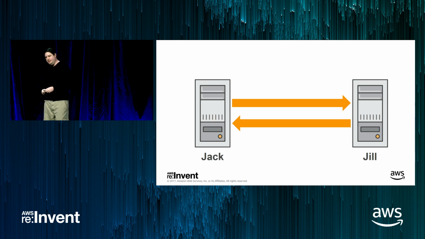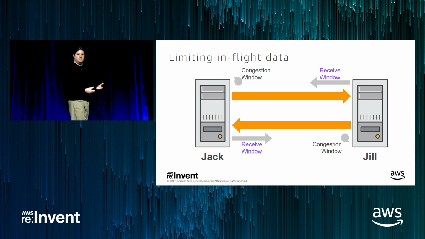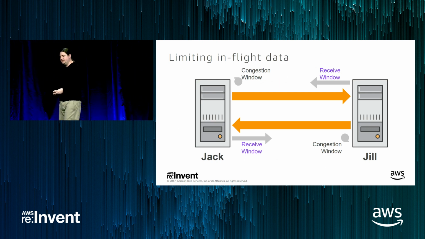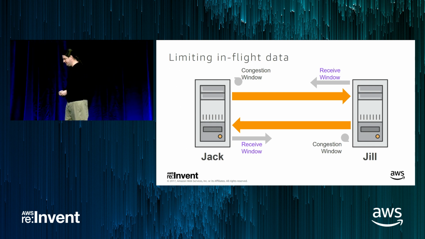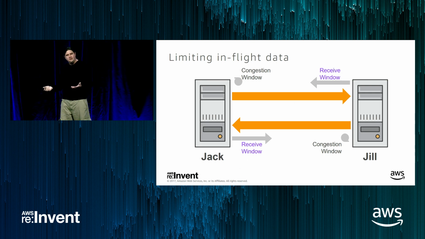Now, as we dig into the details of TCP, you might remember some of these academic terms: receive window, congestion window. These are the main knobs that control how TCP works. And we're going to go into a little bit of the details of those today. So the receive window is something that, as its name suggests, is maintained by the receiver, and it's signaled back to the sender.